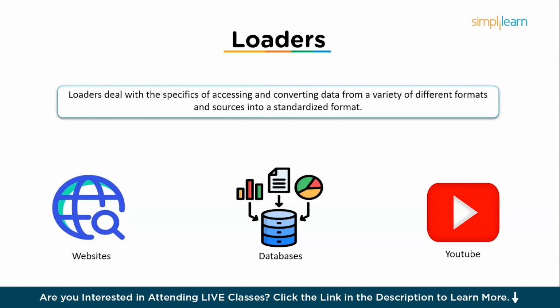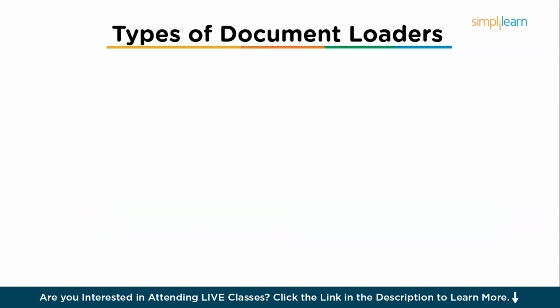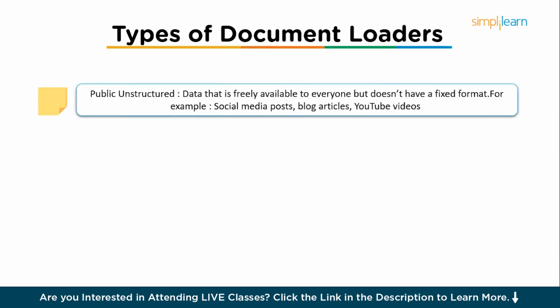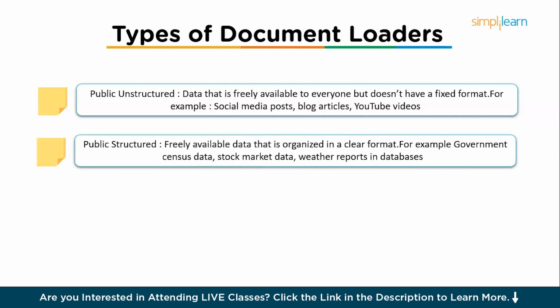So there are various types of document loaders in LangChain. It's not possible to cover them all, but here we have a rough overview. The first one is public unstructured. So the data that is freely available to everyone, but doesn't have a fixed format. For example, social media posts, blogs, articles, and YouTube videos. Then we have public structured.